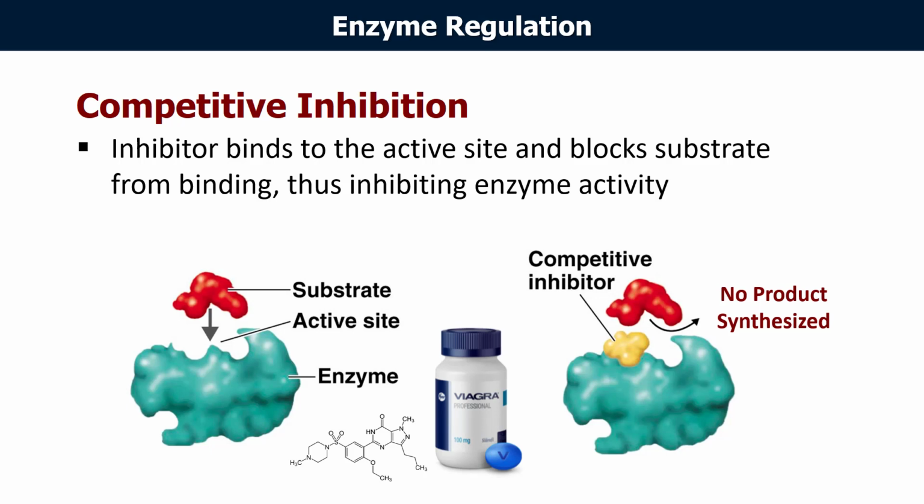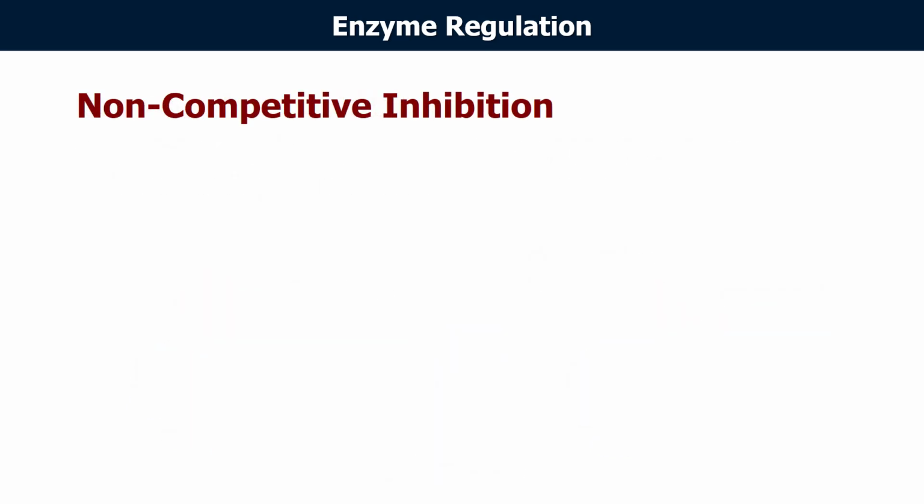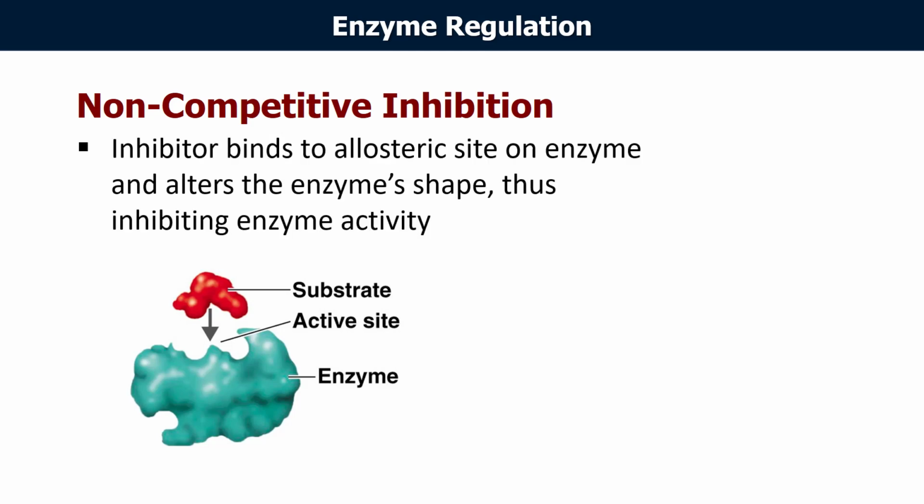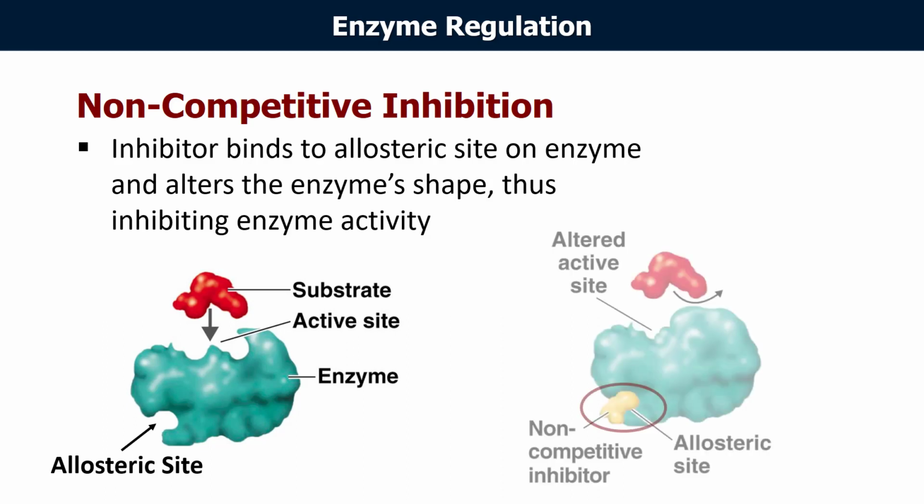Now, another interesting way to block enzyme activity is through non-competitive inhibition. So let's see what that's about. So there's our enzyme with the substrate binding to it, but non-competitive inhibitors bind to the allosteric site on enzymes and alter the enzyme shape, thus inhibiting enzyme activity. So recall, there's the allosteric site, allosteric meaning change in shape. We'd already talked about how a product can bind there and exert negative feedback, but now we're going to use the allosteric site in a different way. We're going to introduce a non-competitive inhibitor to bind there, but it still will change the shape.